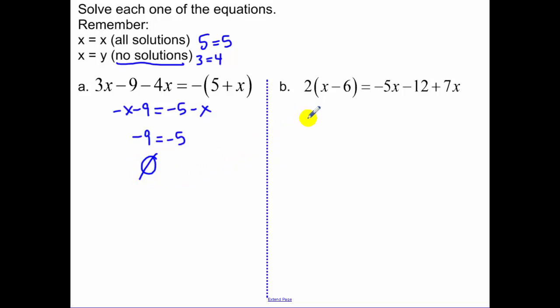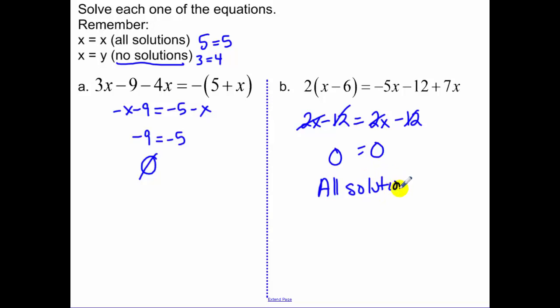On part B, I'm going to distribute the 2 on the left. On the right, I'm going to combine my like terms. So if I were to add 12 to both sides, the 12s would cancel. If I were to subtract 2x from both sides, those would cancel. So essentially, I would get 0 equals 0. Well, that's always true. So that's all solutions, or I like to say a lot of times infinite solutions.